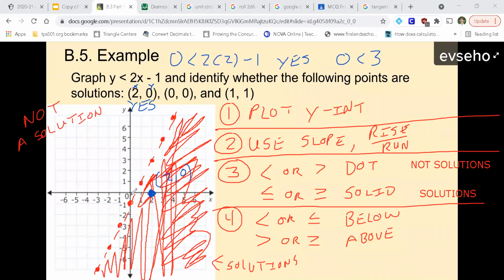What about the point 0, 0? That's not a solution. Why not? It's not in the shaded area. So this is not a solution. And we can test that by again plugging in. If I plug in 0 for y and 0 for x, is 0 less than 2 times 0 minus 1? The answer to that is no, because 0 is not less than -1. That's not true.